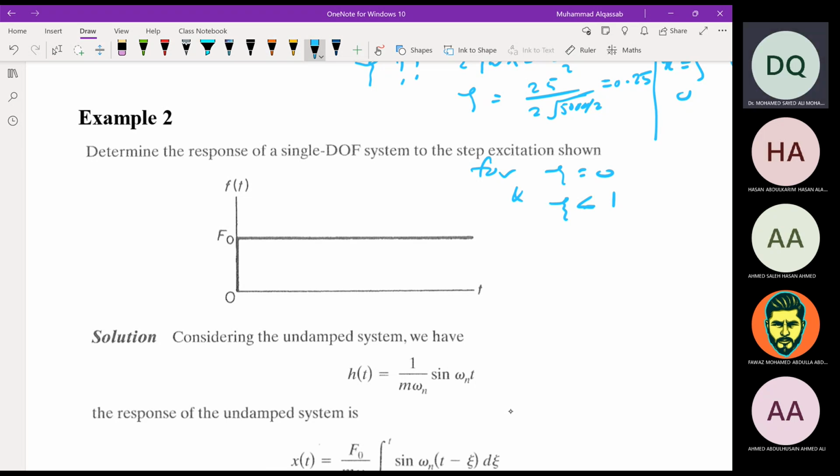We will talk about this, inshallah, next time in more detail, and how to find the response due to F1 and due to F2 and the total response for all time.